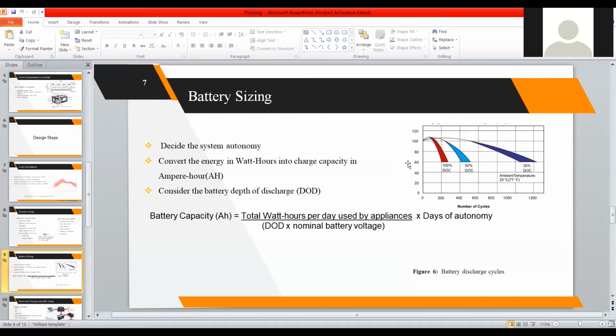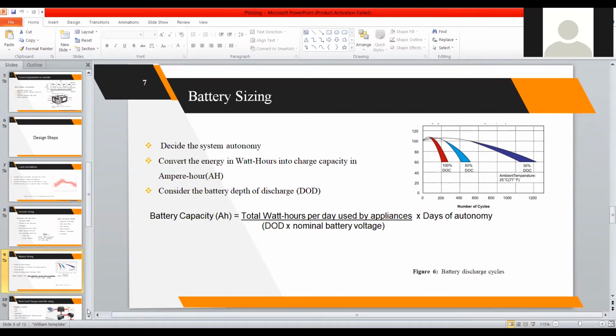For example, when you look at this diagram that we have, if you are discharging the battery at 30%, it gives you something like 1,200 cycles. So if you are discharging the battery once in a day, we need to divide that number by 365 days to know how long the battery can actually be sustained. So the lower the discharge that you are using for the system, the longer the batteries will last.